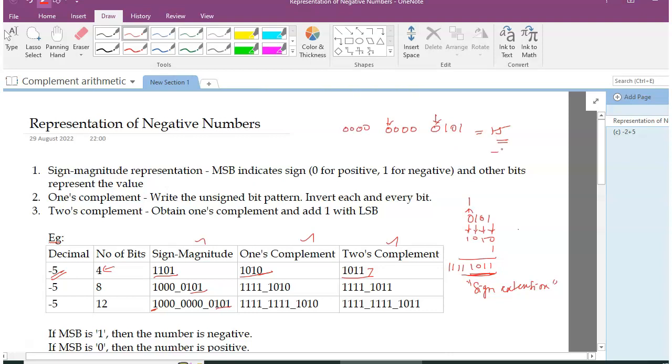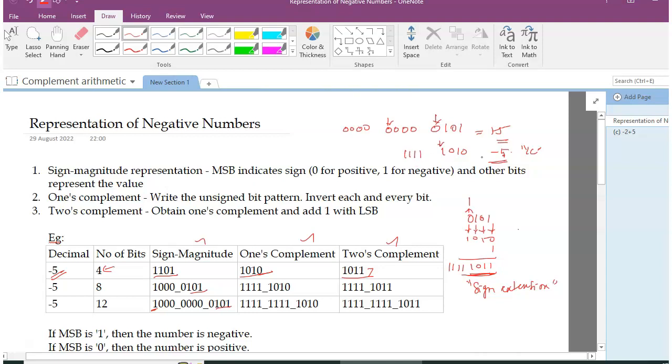What is the 4-bit representation for minus 5 in 1's complement? Just now we found that as 1 0 1 0. What is the 8-bit representation of minus 5? See, this is the sign. That sign should fill the remaining bits. 8-bit means I need 4 more bits, so I have to add 4 ones.